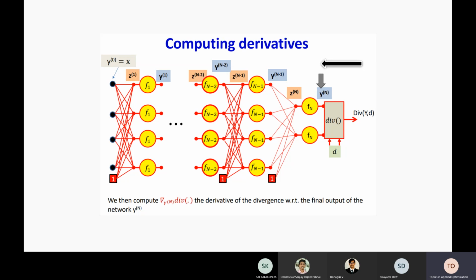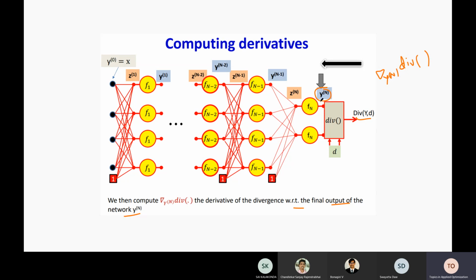We will do this step by step, just like we did in a linear network, using the chain rule. The first step is that our last variable was y to the n. So my loss function can be treated as a function of yn. What I want is the derivative of my divergence, the loss function, with respect to the intermediate variable, which is the derivative with respect to the final output of the network, denoted by yn.